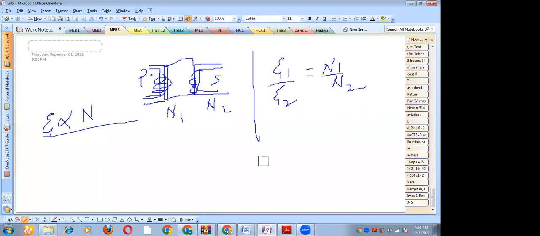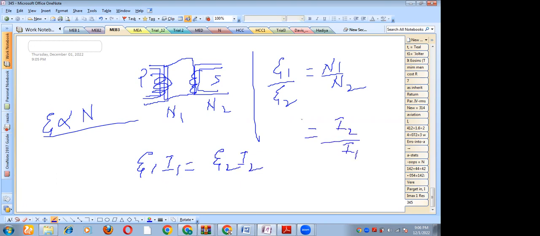and similarly E1 by E2 will be N1 by N2, and we also know that power is the same, so E1 I1 is equal to E2 I2. So from here we can write E1 by E2 will be I2 by I1. So this formula will be mostly used in all the questions. E1 by E2 is equal to N1 by N2, and that is equal to I2 by I1.